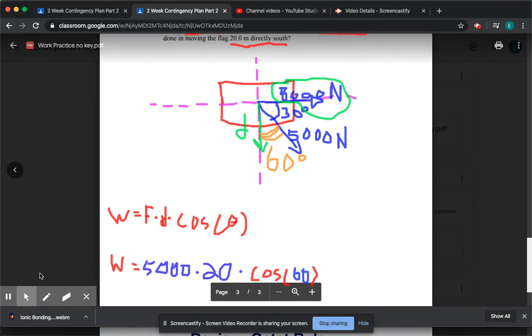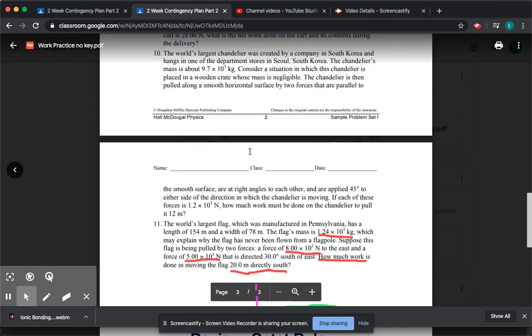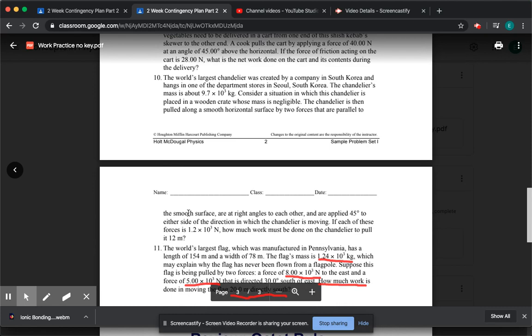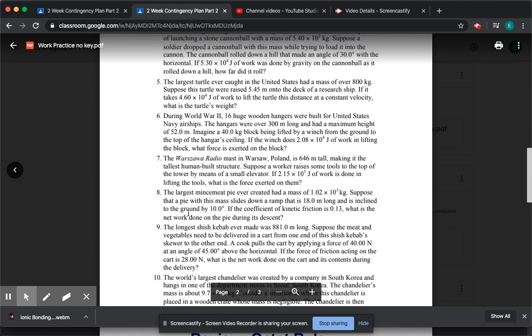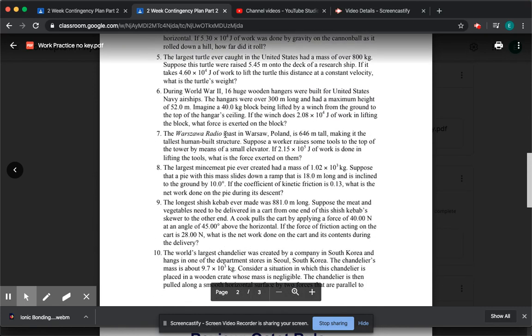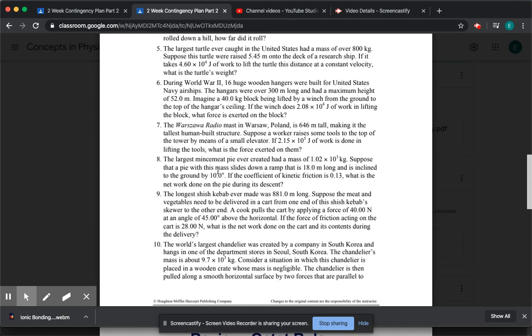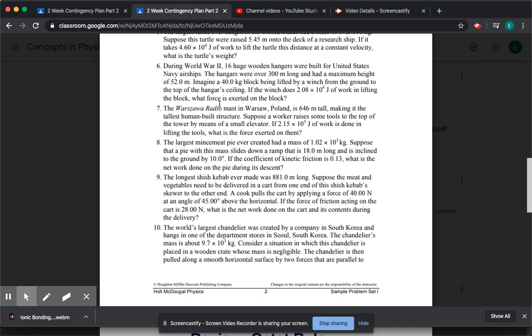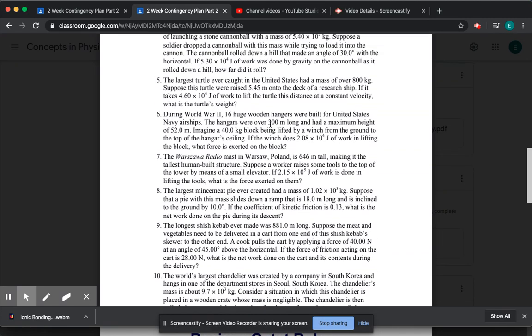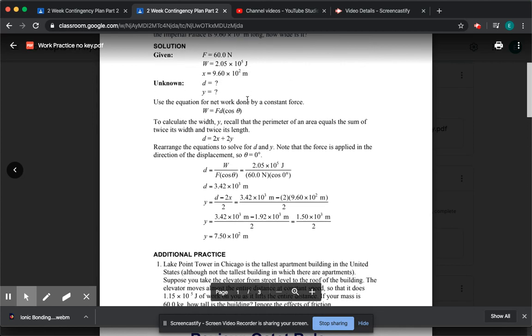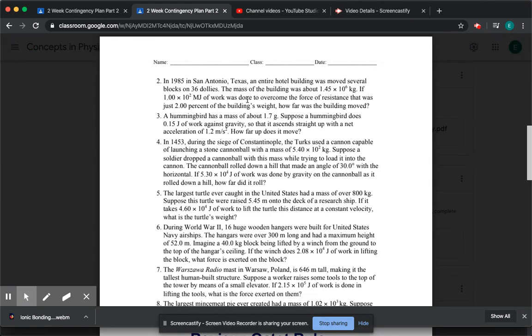The rest of them should be similar format. These are the last two problems, so these are the hardest two of the bunch. The rest follow similar formats. The last two looked for work. In some cases, you're looking for force. In some cases, you're looking for displacement. Depending on the scenario, you're going to need different things.